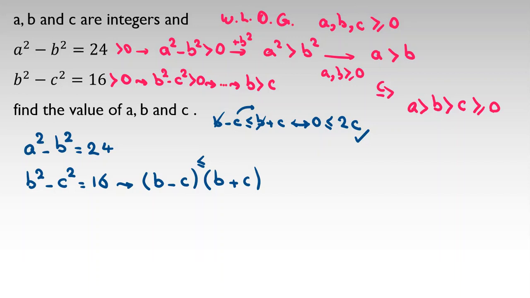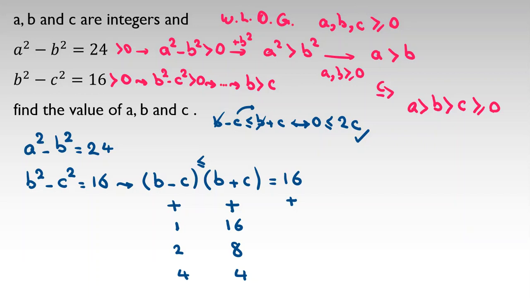Intuitively, B is the same, C is a non-negative number, so minus C is less than or equal to plus C, and equality only holds when C equals 0. So this product is equal to 16. Because B and C are non-negative and B is positive, B plus C is positive, the product is positive, so B minus C has to be positive too. Now the cases can be 1 and 16, 2 and 8, or 4 and 4. So I should consider only these 3 cases.